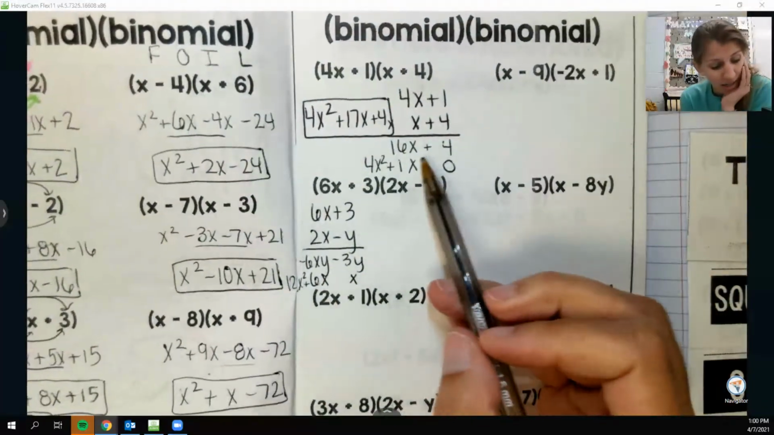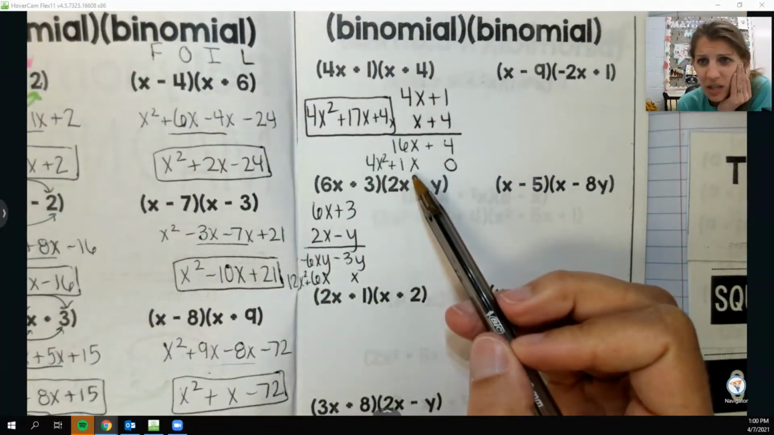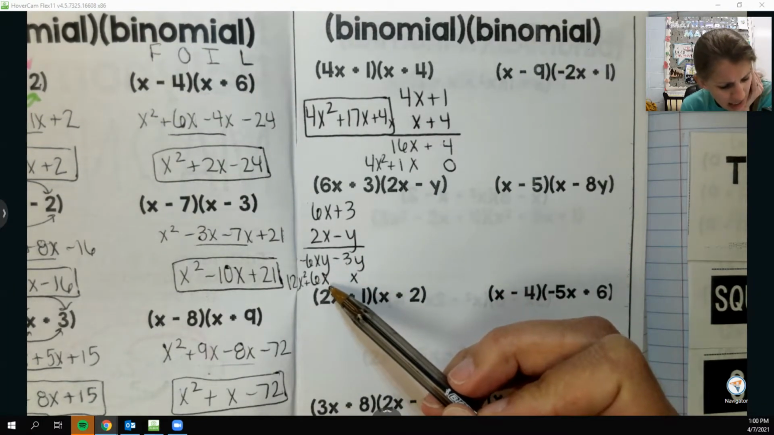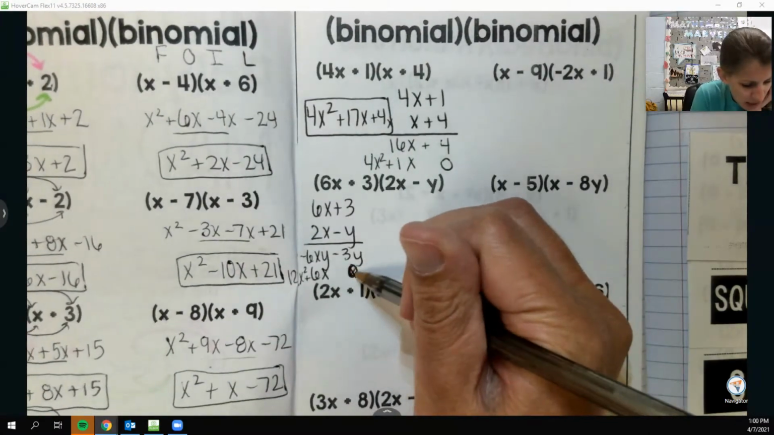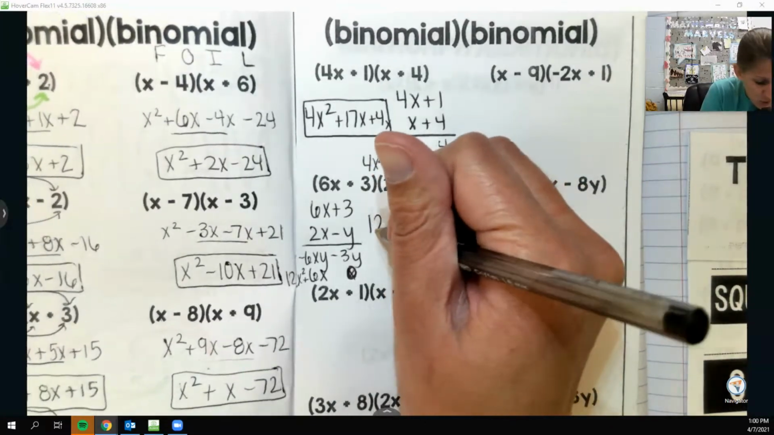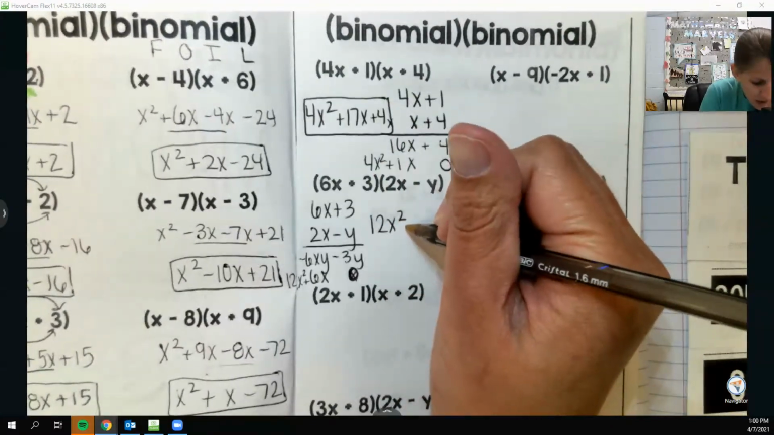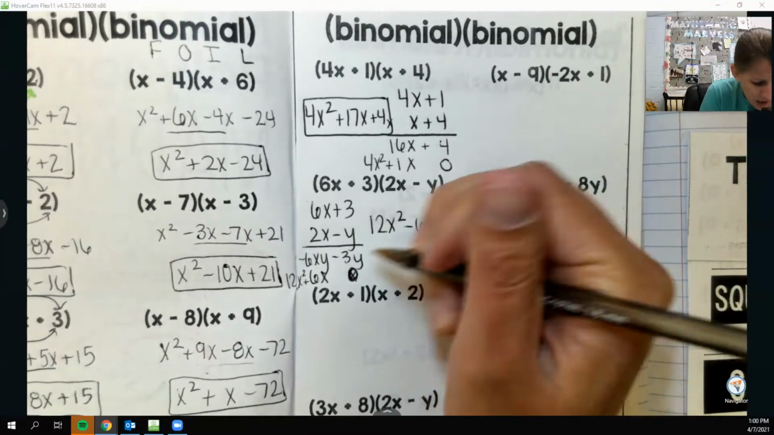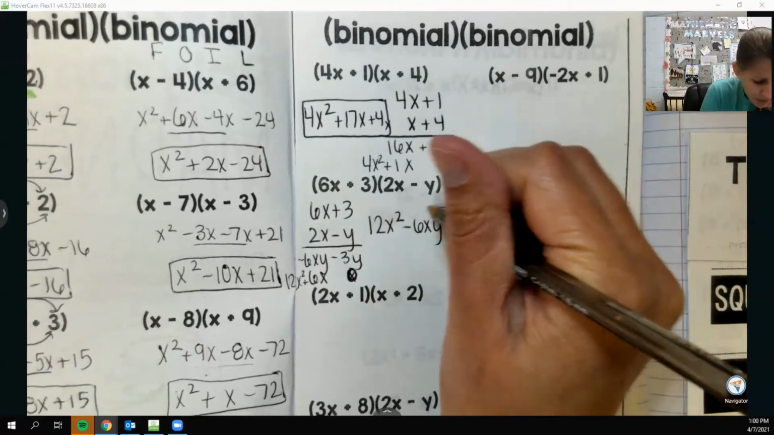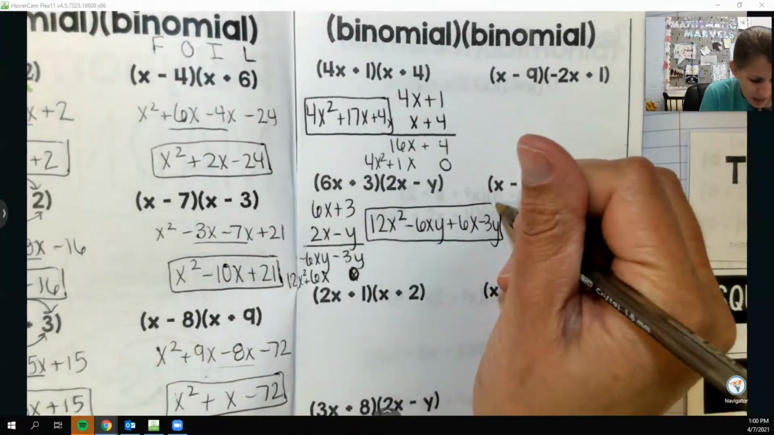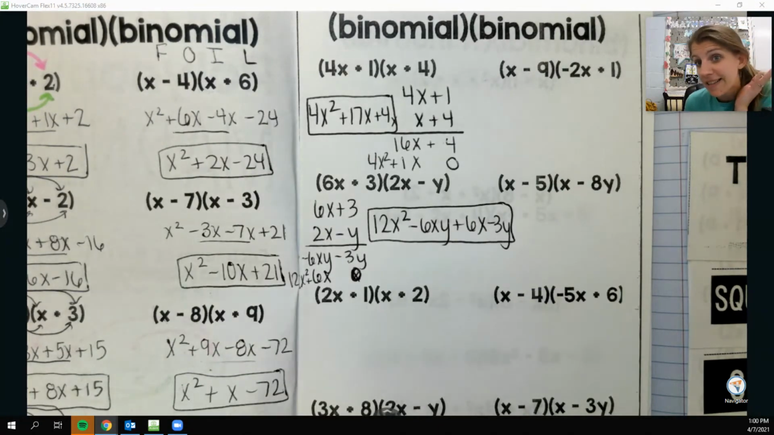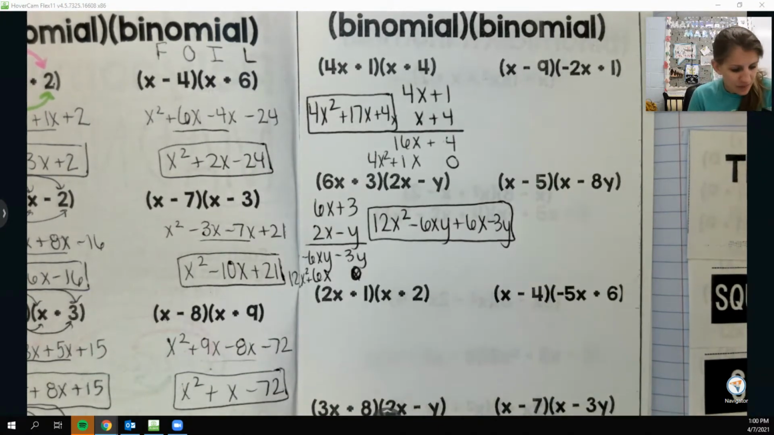Now, I just noticed on this one, they were like terms in the middle, but on this one, they're not, because this is an xy and that's just an x. And in fact, I don't see any like terms here. So I'm just going to write this out, 12x squared minus 6xy plus the 6x minus 3y. So that's kind of a weird thing that happens, especially when I literally just said you'll always combine like terms, but I guess not if there's random letters in there.